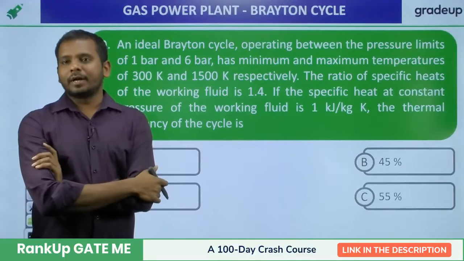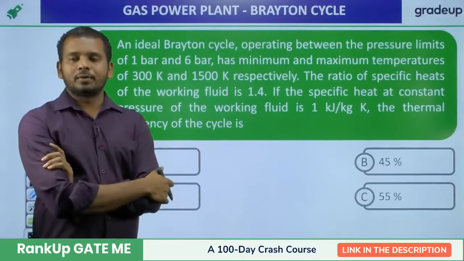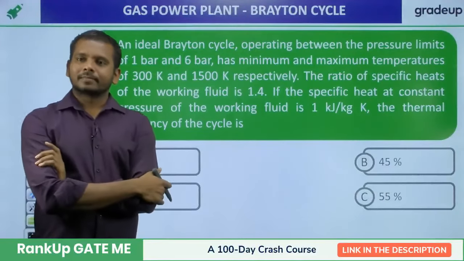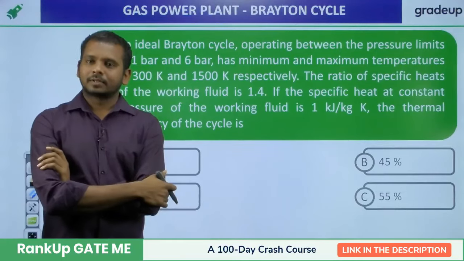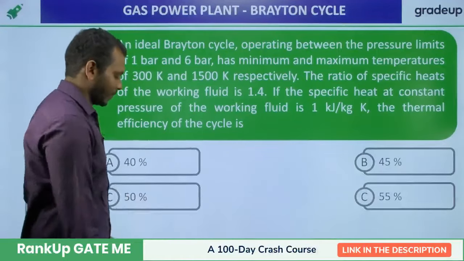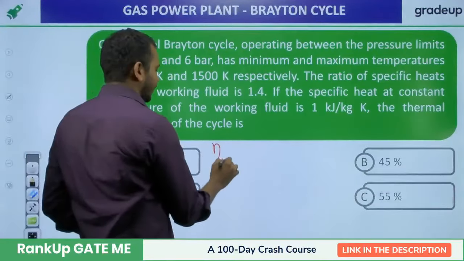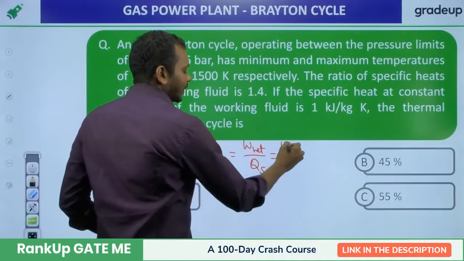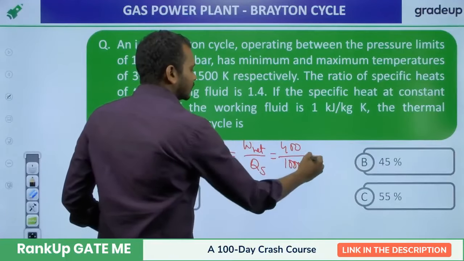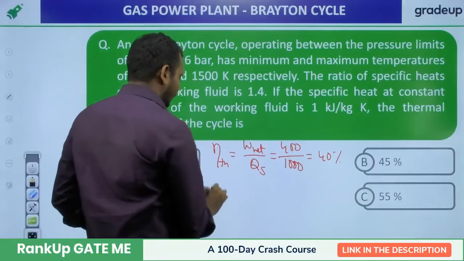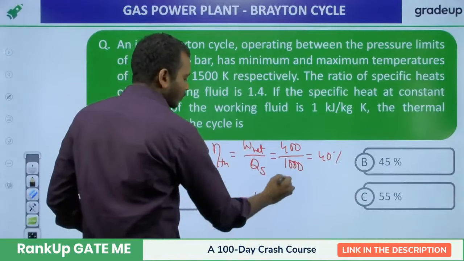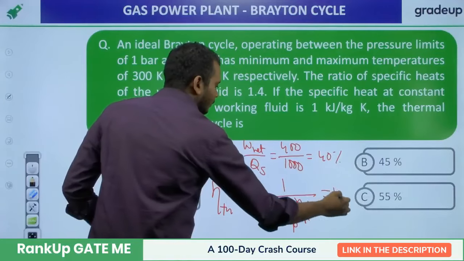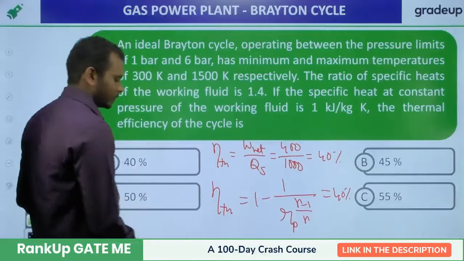Why Kunal 40.06? Okay, I hope we have used Rp. Fine. So you can find out thermal efficiency in two ways. Either you can take simply net work output by heat supplied, which is equal to 400 by 1000. So this is equal to 40%. Or you can use thermal efficiency of the Brayton cycle, 1 minus 1 by Rp power of gamma minus 1 by gamma, which is approximately equal to 40%. Right?